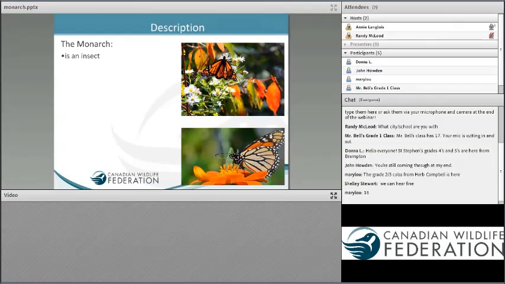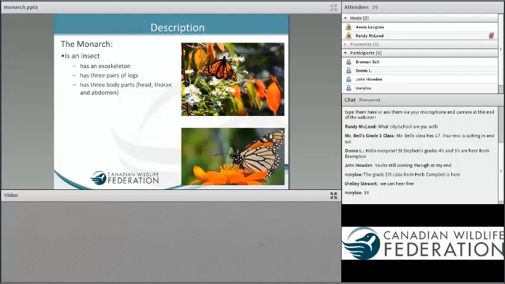So the monarch is an insect. What does that mean? All insects don't have skeletons inside their bodies like us. They don't have bones, but they have an outer skeleton called an exoskeleton that covers the outside of their bodies and keeps them nice and hard. That means it's outside their body instead of inside like us. All insects have that. They also have 3 pairs of legs, so in total 6 legs. Spiders have 8 legs, which means they're not insects. All insects have only 6 legs.